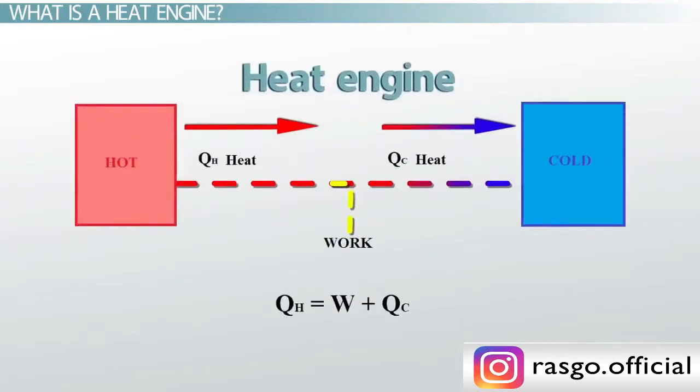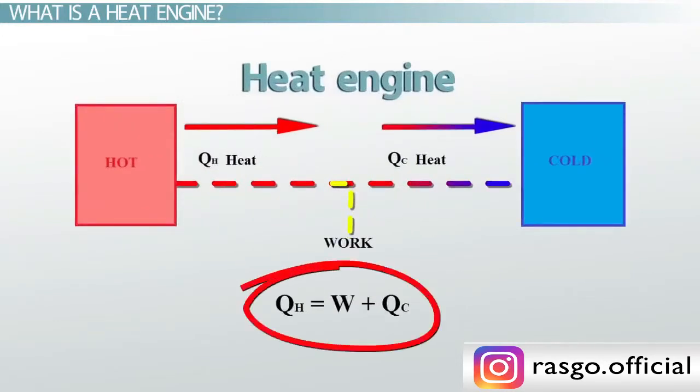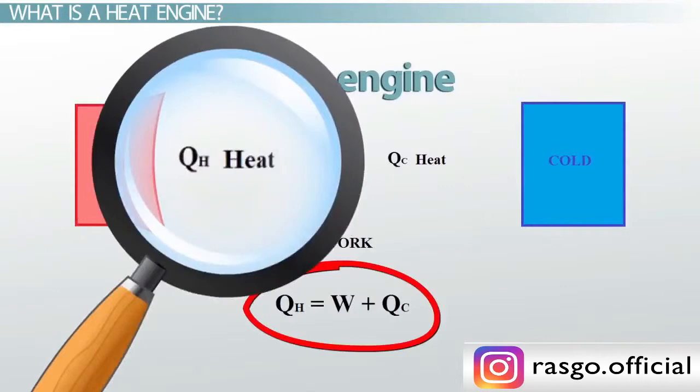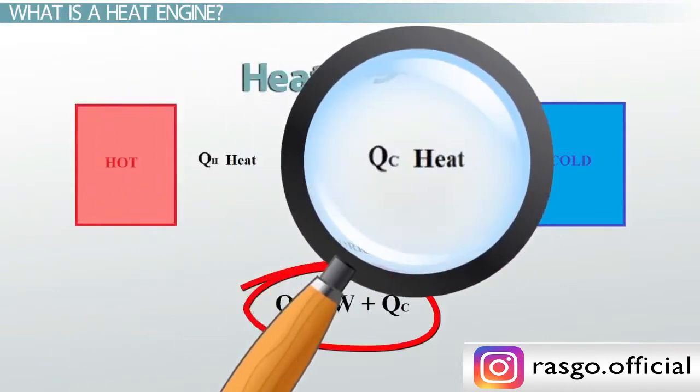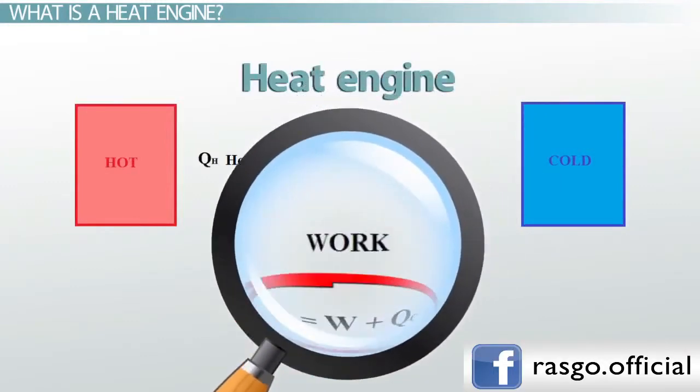This diagram also shows some of the algebra we use for heat engines. QH is the heat energy leaving the hot reservoir, measured in joules. QC is the heat energy entering the cold reservoir, also measured in joules. And W is the useful work extracted from the heat engine, again that's measured in joules.